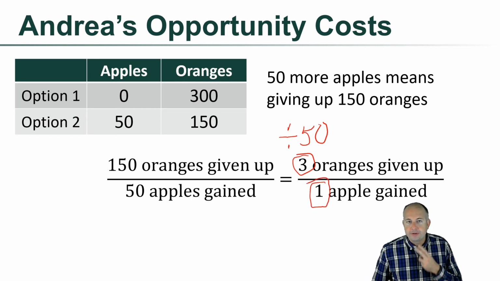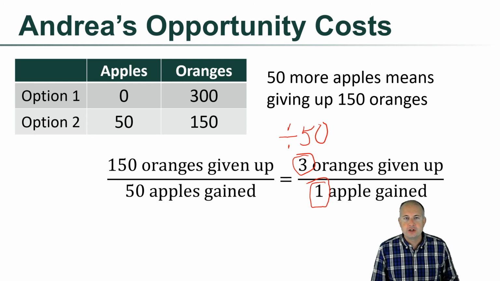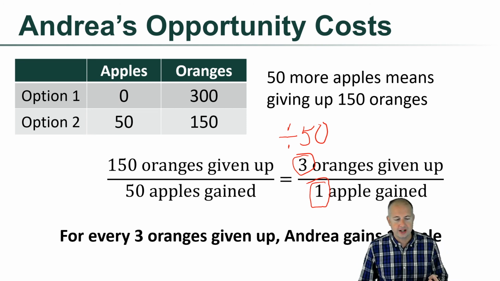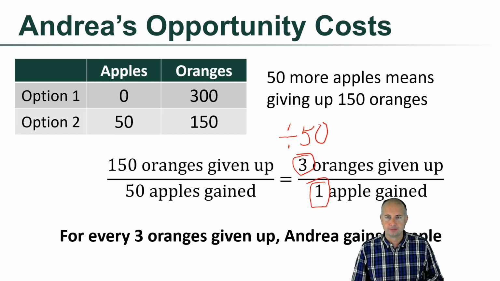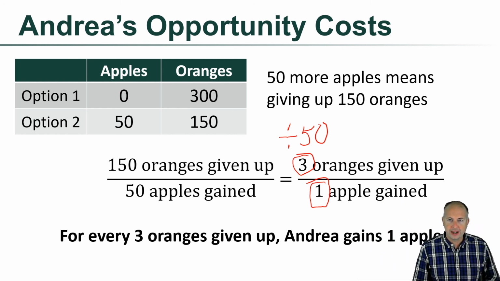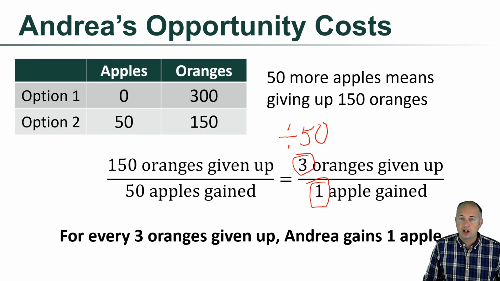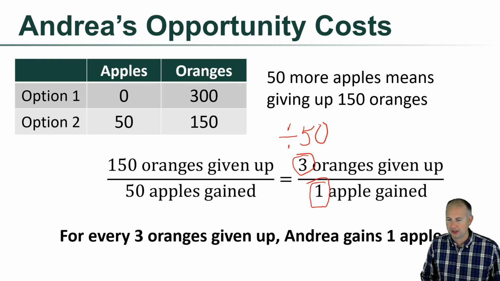So if we say that giving up 150 oranges gets you 50 apples, that's the same as saying that giving up 3 oranges gives you 1 apple. So for every 3 oranges given up, Andrea gains 1 apple. Which means that for Andrea, the opportunity cost of an apple is 3 oranges. What do you have to give up in order to get an apple? She has to give up 3 oranges.